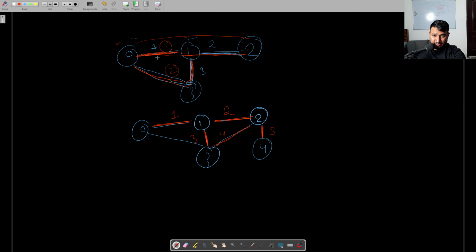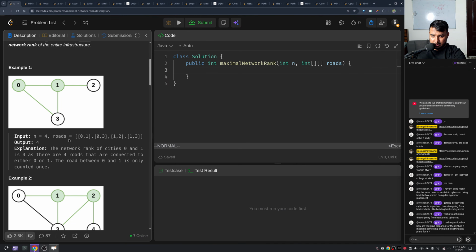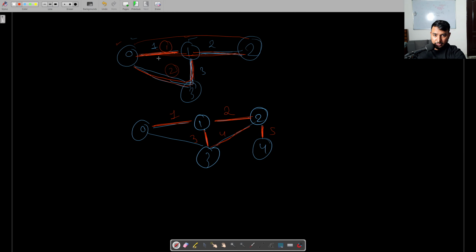Then what else do we have? For zero you go to three and then you go to one. Zero, one, two, and then you can go back to one. The network rank of cities 0 and 1 is 4, as there are 4 roads. So 1, 2, 3, 4. This is probably counted as 2, I guess, right? Oh, okay. So this is 1, 2, 3, and 4.